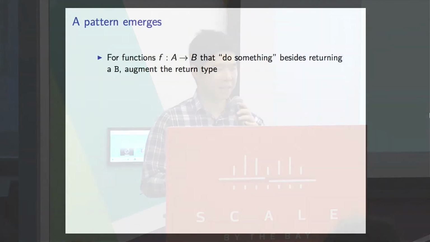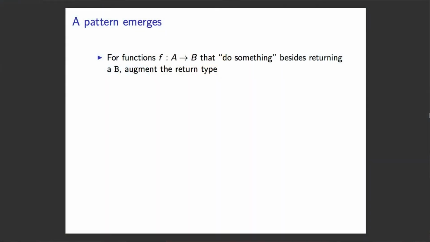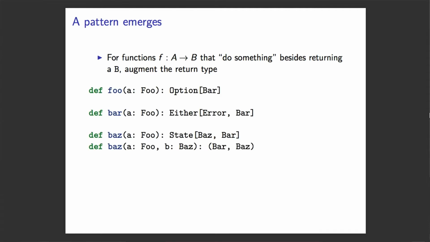So there's a general pattern here, right? For all our functions A to B that do something besides produce a B, so possibly fail, possibly missing, need to mutate stuff, instead of returning just a B, we're going to return an augmented B. So some examples: if I have foo, which returns a value that may or may not be missing, I return Option of Bar. If it can fail, I return Either an error or a Bar. Or if it needs access to some state, I just return a State action associated with it.